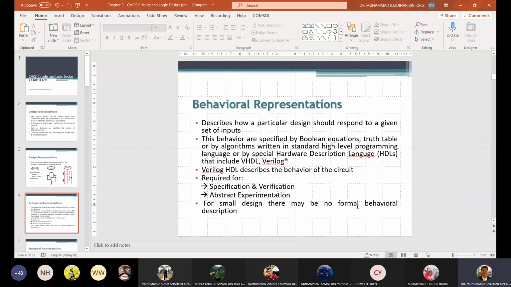This is also good for IC design. So Verilog HDL describes the behavior of the circuit. It will describe what the output is. And all this is required for specification and verification. If you design a big system, you need to specify and verify it. Is it the real thing that you need for this system, for example. And normally, if you're going to design a NAND gate or an inverter, you don't need this, because it's too much. This is when you're talking about a big circuit.